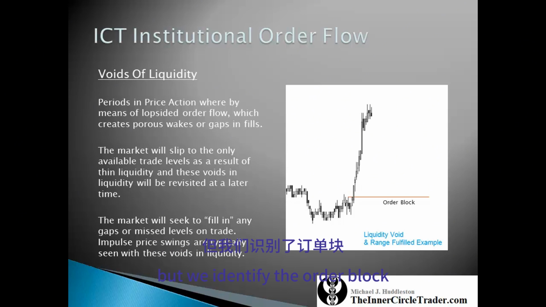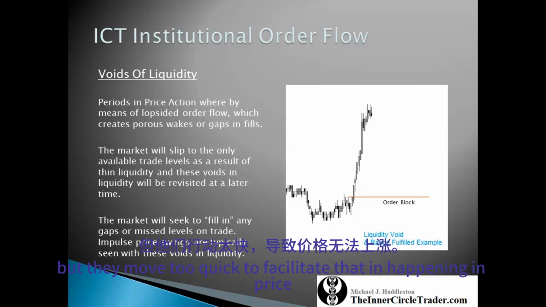But we identify the order block, so we understand that there is a high probability for this impulse move to pull back and fill in all of the porous wake or gaps in all of that price action as it rallies high, because the speed at which it moved did not permit the market to trade at a level of efficiency to provide trades at all of the available price points between the order block being described here and the high of the impulse leg. So there's going to be a lot of potential areas that those prices could have been traded at, but it moved too quick to facilitate that happening in price.